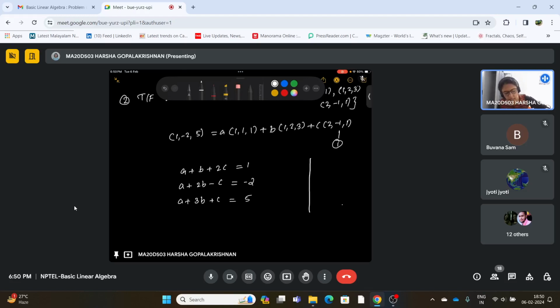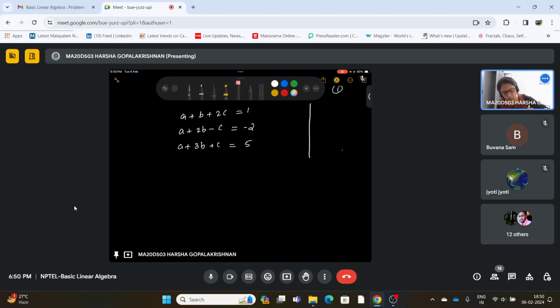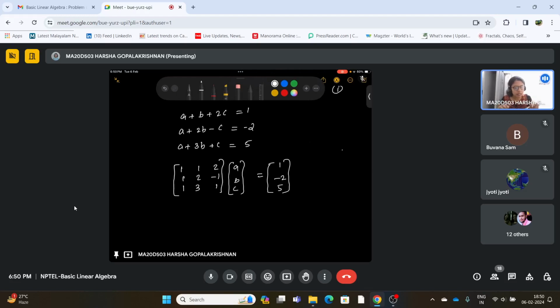We can write this linear system in matrix form: the matrix with rows 1 1 2, 1 2 minus 1, 1 3 1, multiplied by a, b, c, equals 1, minus 2, 5. If we multiply out the matrix, we go back to our linear system. That is the equivalent form.